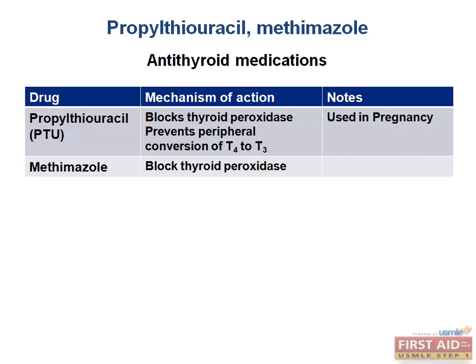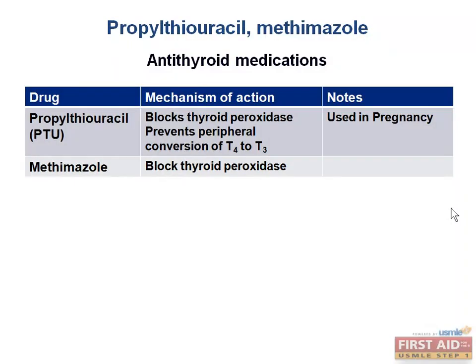Now we'll move on to talk about drugs that treat thyroid disorders. Our first group is used to treat patients with hyperthyroidism. These include propylthiouracil, or PTU, and methimazole. It is really important to know how these drugs work, and it goes back to our discussion on thyroid hormone synthesis. Both drugs block thyroid peroxidase.